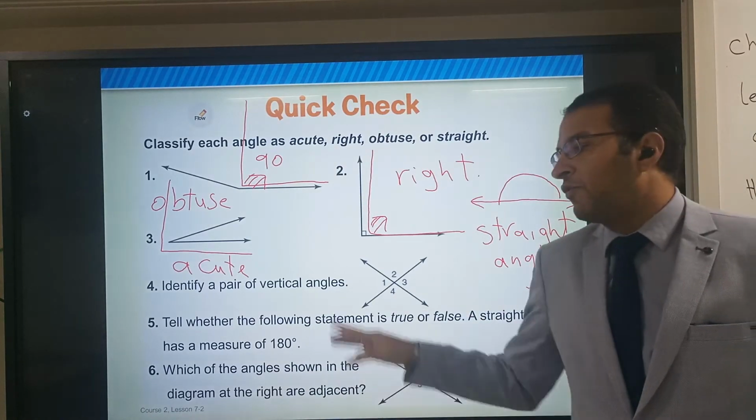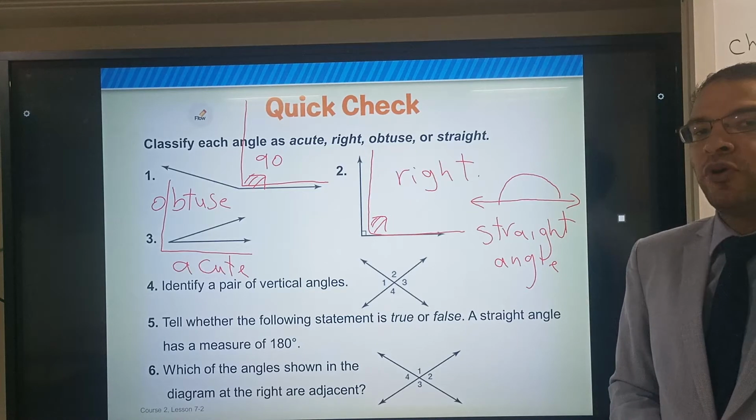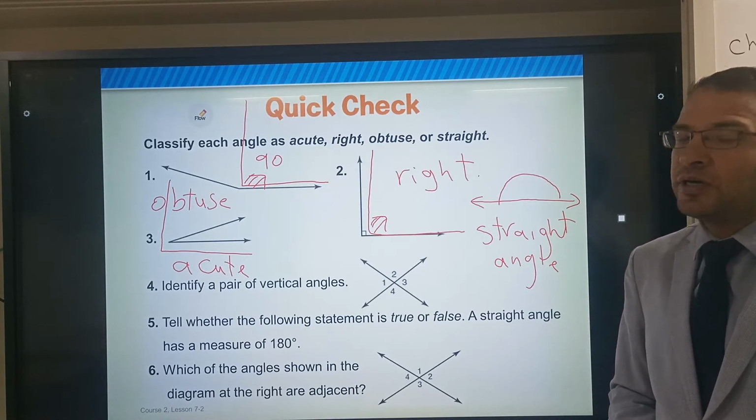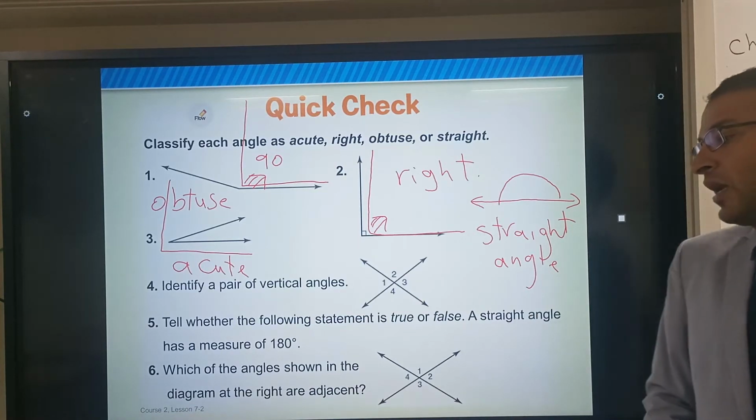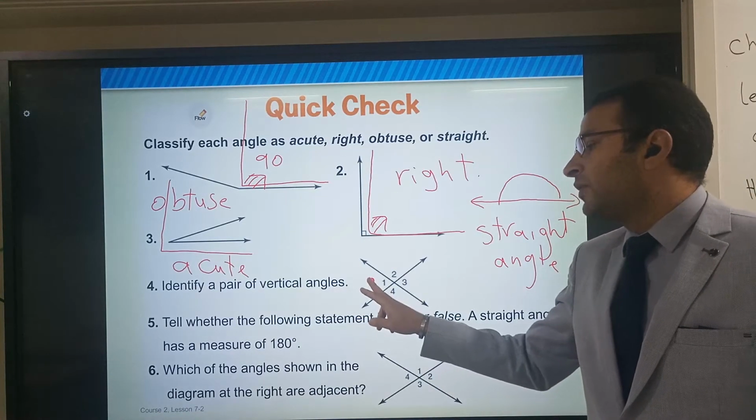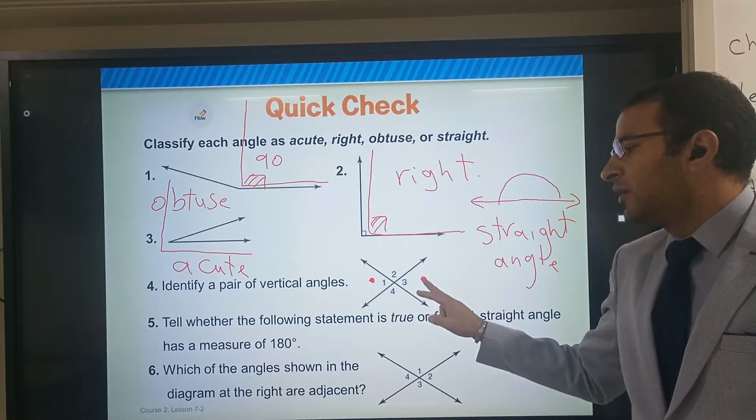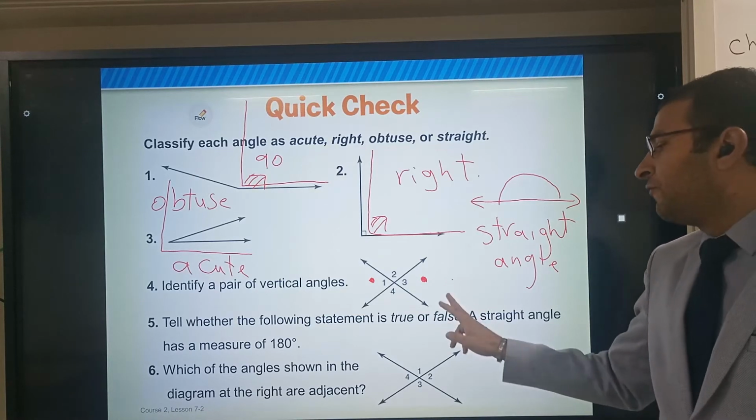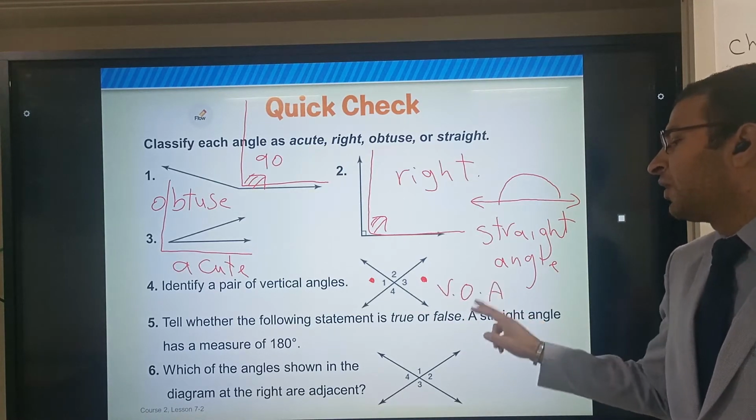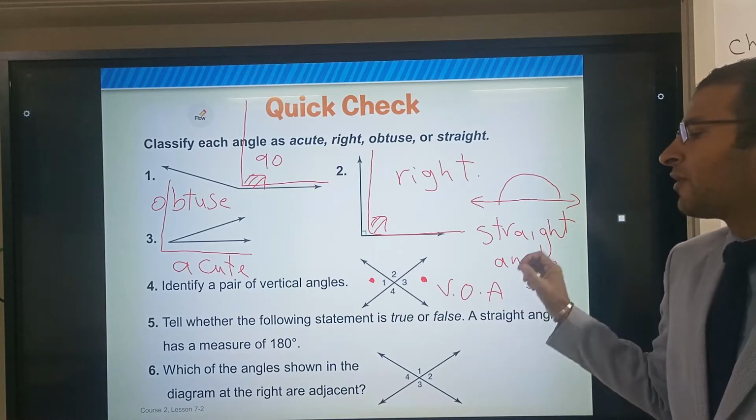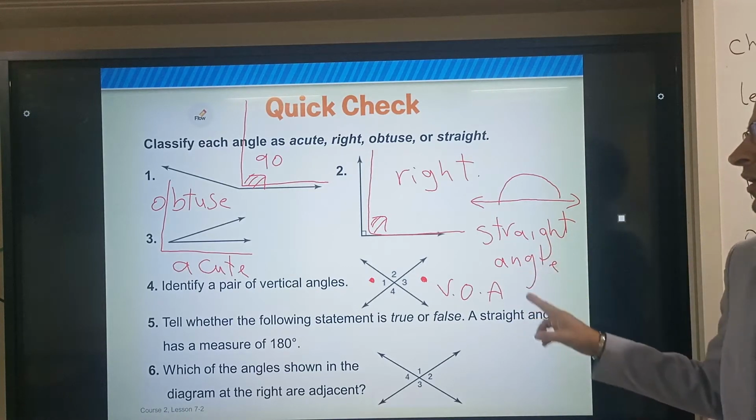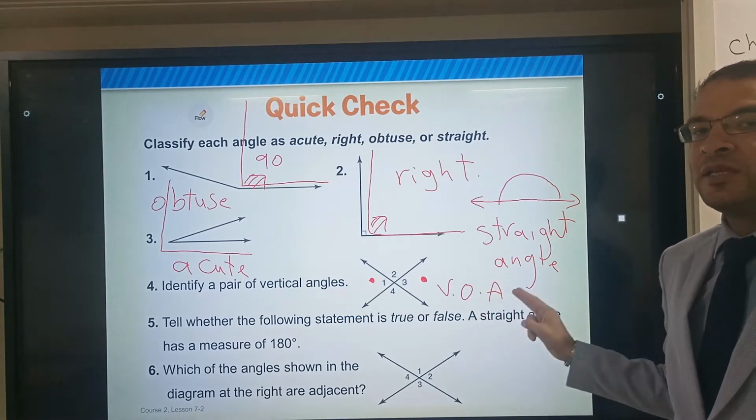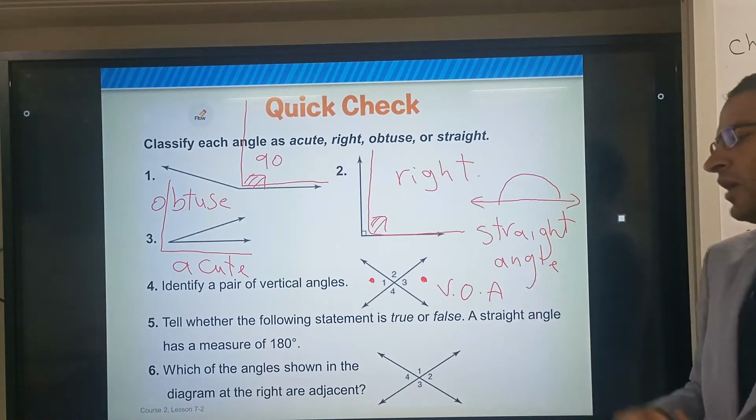We said after that, if we have two straight lines intersecting at one point, we have 4 angles. Each pair will be equal by vertically opposite angles. So the measure of angle 1 equals the measure of angle 3. Again, measure of angle 1 equals measure of angle 3. Why? Because they are VOA. What's the meaning of VOA? It means they are vertically opposite angles. VOA is the abbreviation of vertically opposite angles.